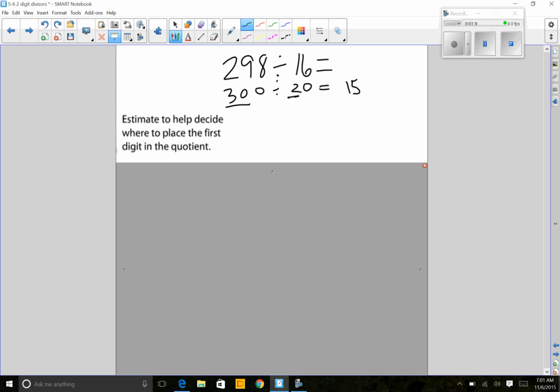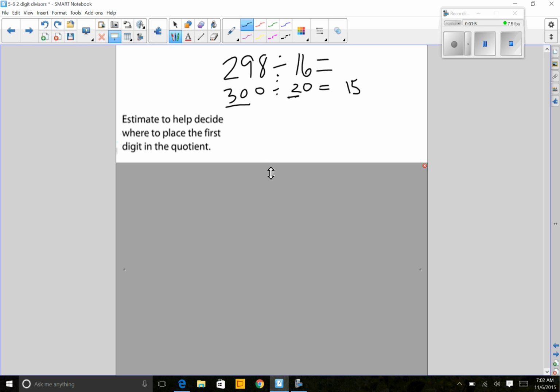So I would estimate my answer is going to be somewhere near 15, although you can tell from that, we're dividing up into a lot more places, so it's not going to be quite as accurate as we want. But still, we know it's a two-digit quotient, and we know that it's going to be somewhere near 15.